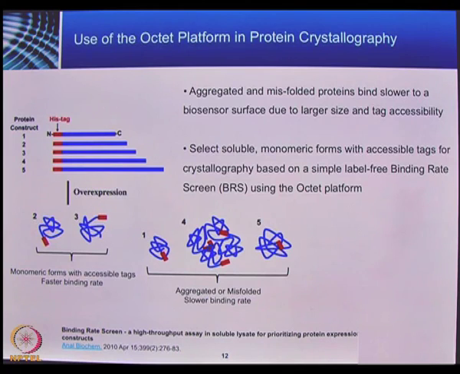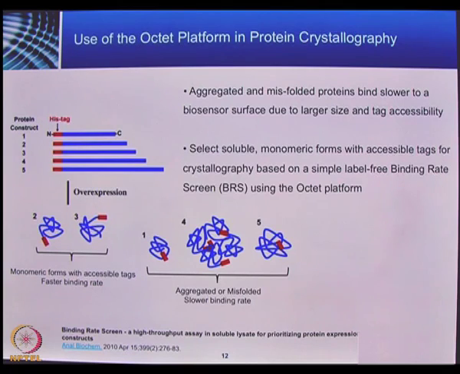Firstly, if the protein is folded correctly, the tag will be exposed on the surface, which allows it to bind to the biosensor. On the other hand, if the protein is not folded correctly, the tag will be buried inside the protein complex, and as a result, the misfolded protein is not able to bind to the biosensor with anti-His antibody coated on it. Also, the misfolded protein tends to form aggregates.